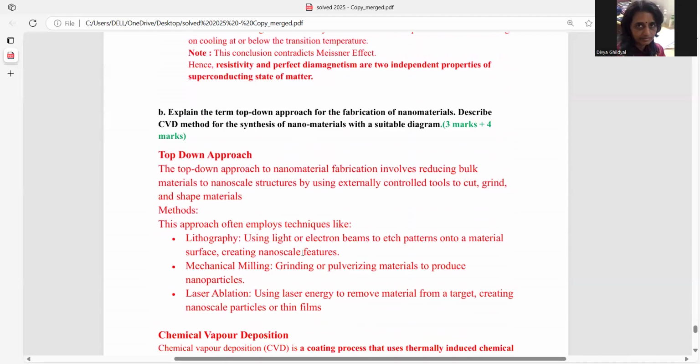Then top-down approach for fabrication of nanomaterials. So they are saying you explain this term, 1.5 to 2 marks. Then they are saying describe this in detail with a diagram. So again, break the marks properly. 3 plus 4.